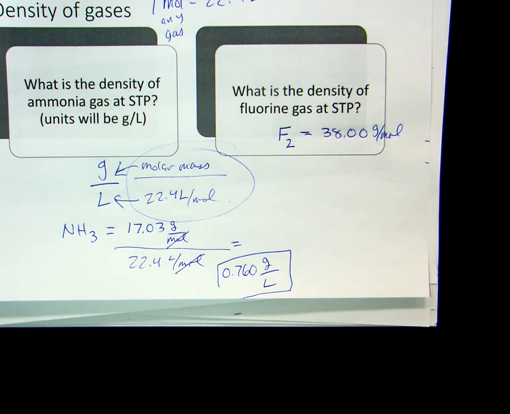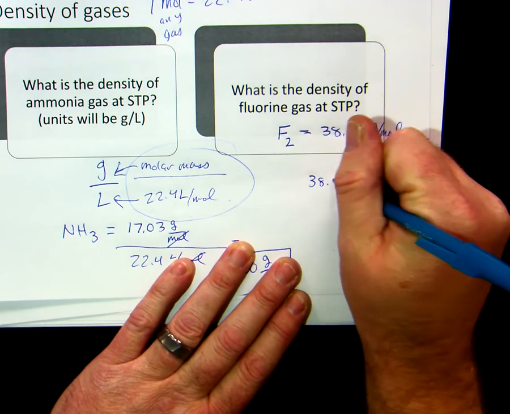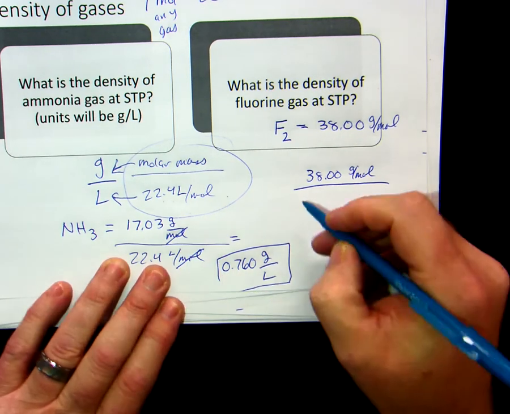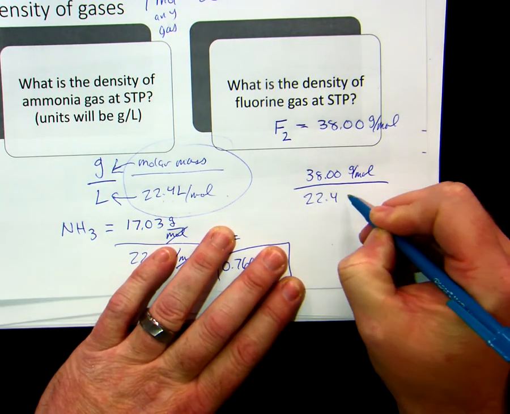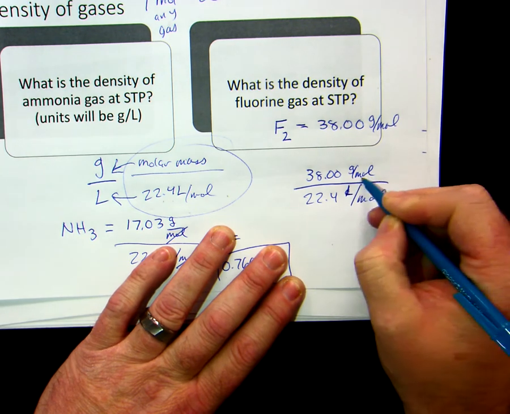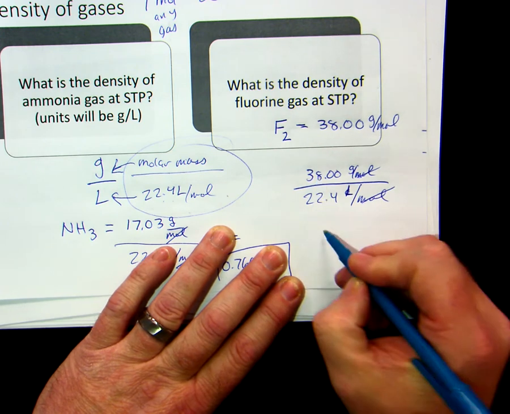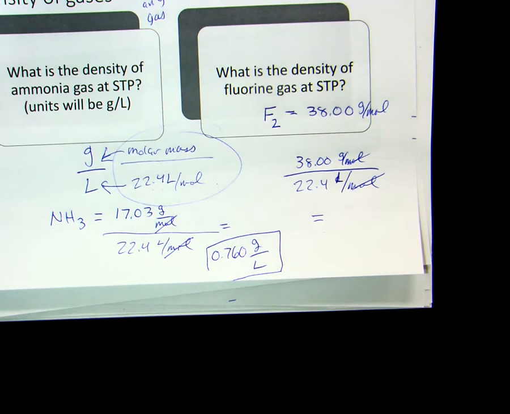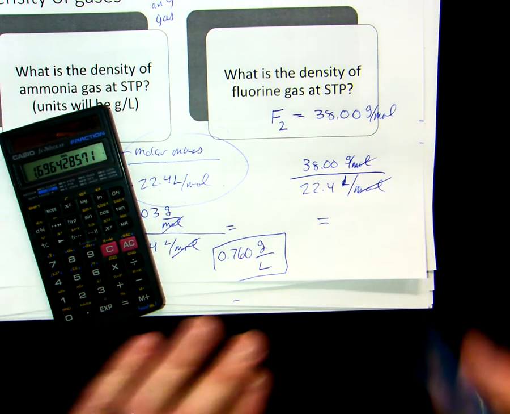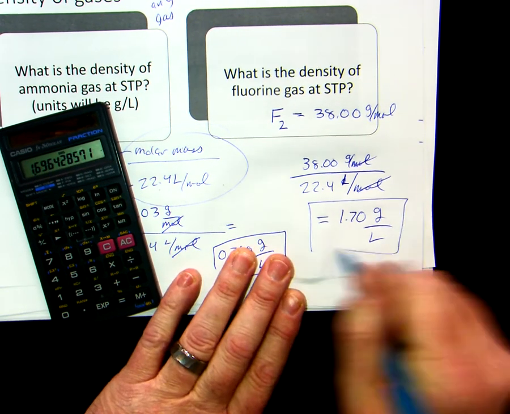So when we do the expression here to solve for the density, we take the molar mass and we divide by 22.4 liters per mole, the molar volume. So, that's liters per mole. Then the per moles cancel out and we have grams over liters. The molar mass divided by the molar volume equals the density. 38 divided by 22.4. And I get 1.70 grams per liter for fluorine.